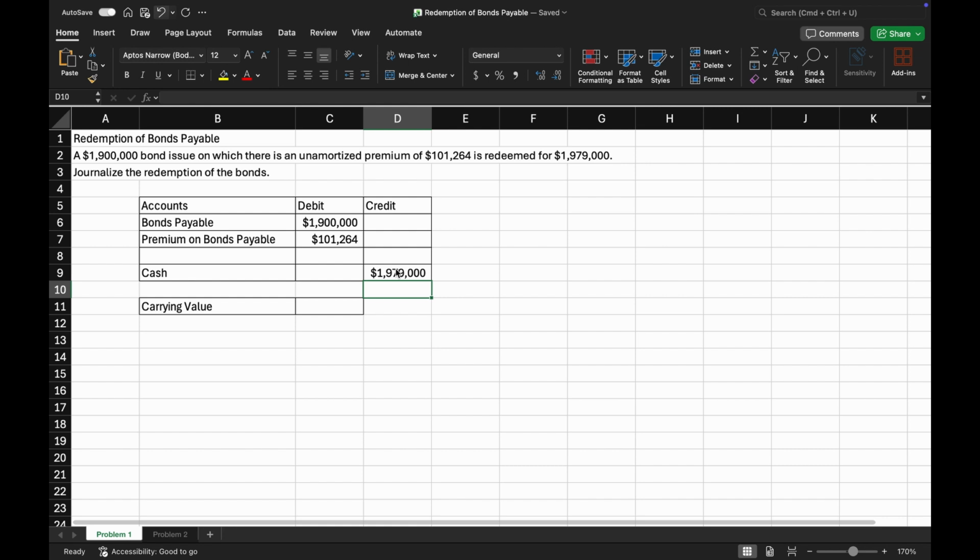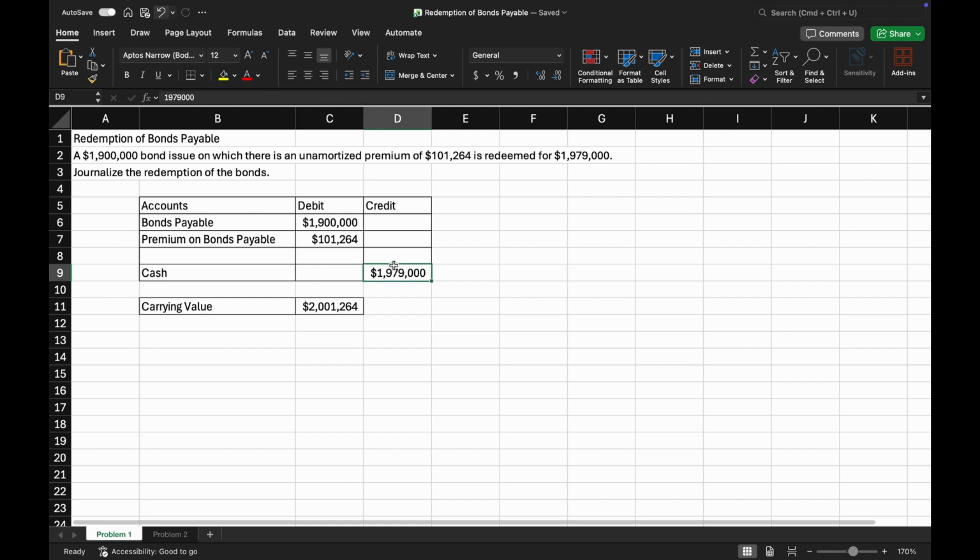Firstly, we need to determine the carrying value of the bond, which is done by adding the premium and face values together. For us, that'll be $1,900,000 plus $101,264, which comes out to a carrying value of $2,001,264. Since the company paid $1,979,000 for the bonds, this shows there is a gain as $2,001,264 is larger than $1,979,000. To find the specific amount of this gain, we must subtract the redemption price from the carrying value.